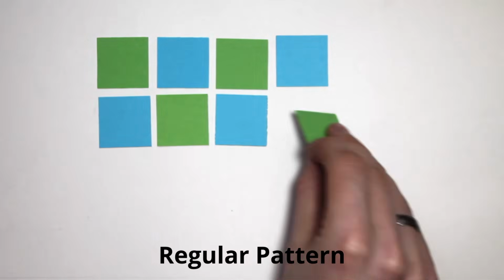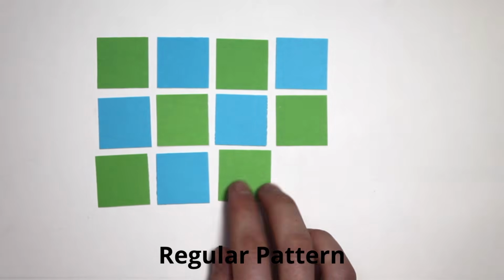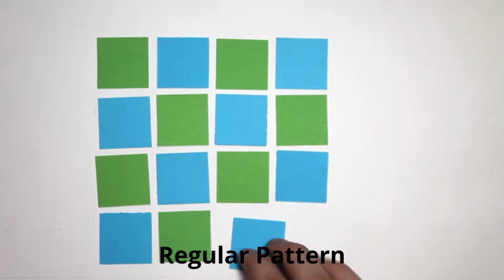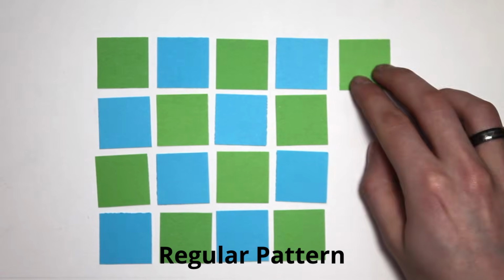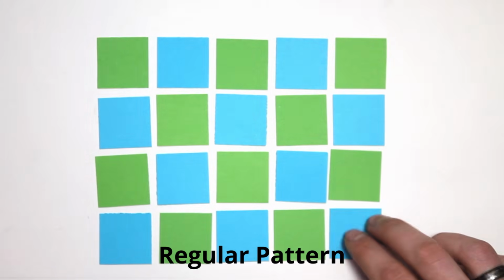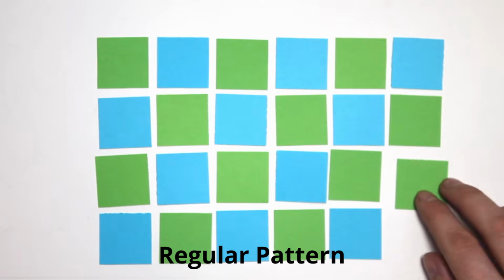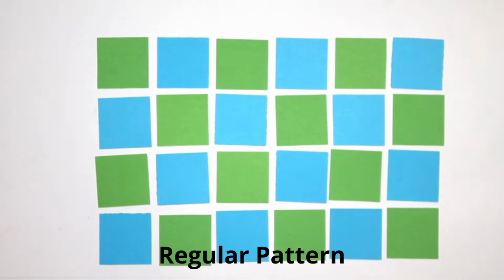One of the most common ways you'll see motifs repeated in a regular pattern is a full drop or a block repeat. This is the most basic way of creating a pattern, and it's where the motif is repeated in exactly the same way in horizontal and in vertical lines.